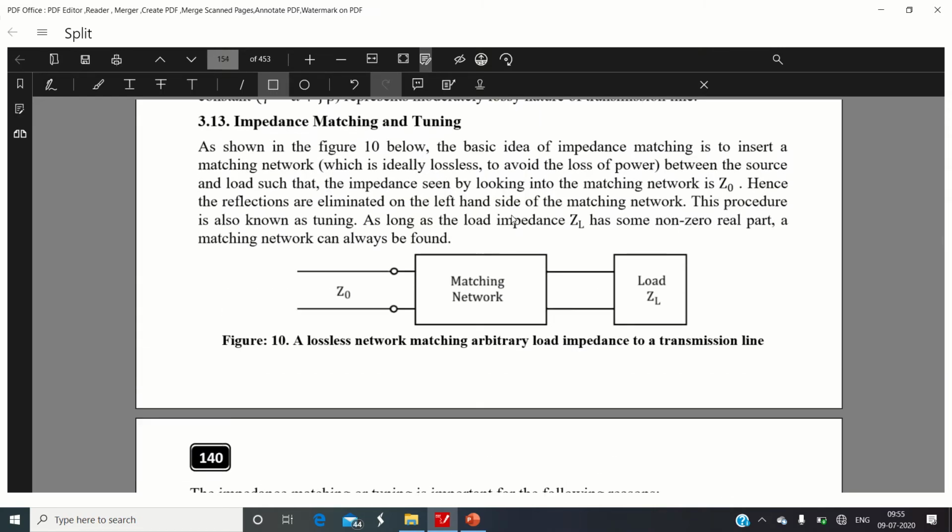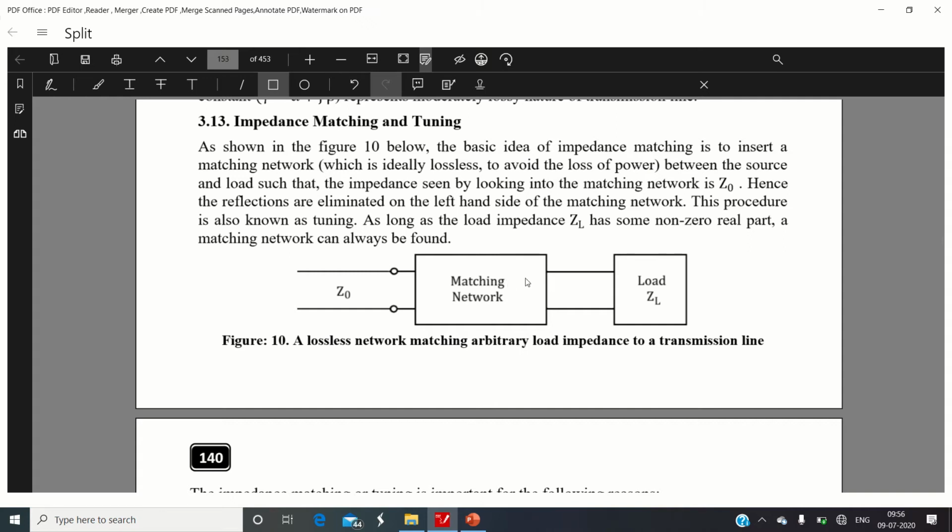The first one is lumped element matching. As shown in the figure, the basic idea of impedance matching is to insert a matching network. This matching network is ideally assumed to be lossless, and it avoids the loss of power. This impedance matching network is inserted between the transmission line, which is connected to the source on the left hand side, and the load, such that the impedance seen looking into the matching network is Z0. Hence, the reflections are eliminated on the left hand side of the matching network.